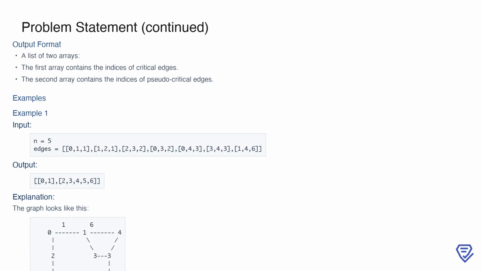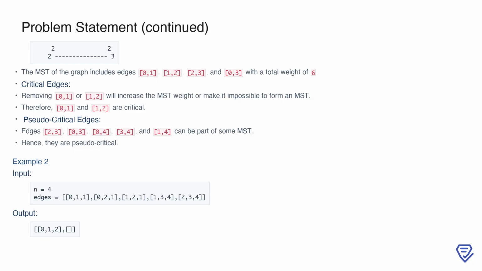Here is how the graph looks, with nodes 0 through 4 connected by edges of varying weights. In this graph, the minimum spanning tree includes the edges [0,1], [1,2], [2,3], and [0,3]. The total weight of this MST is 6. Now, let's identify the critical edges. Removing edges [0,1] or [1,2] would either increase the total weight of the MST or make it impossible to form one. This makes them critical edges.